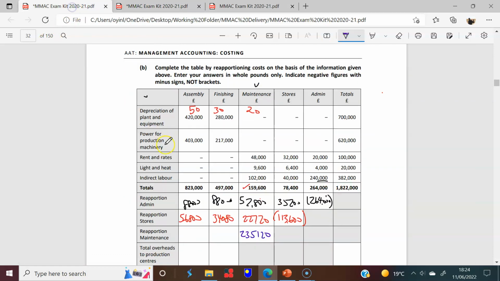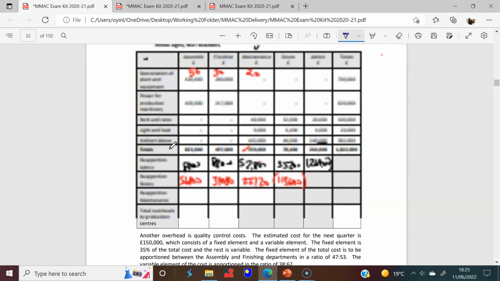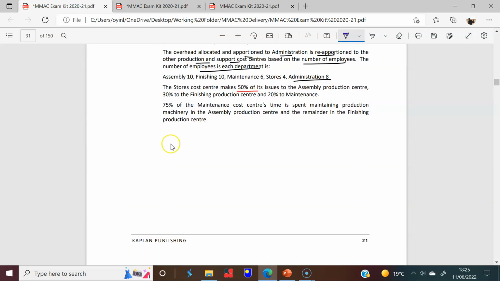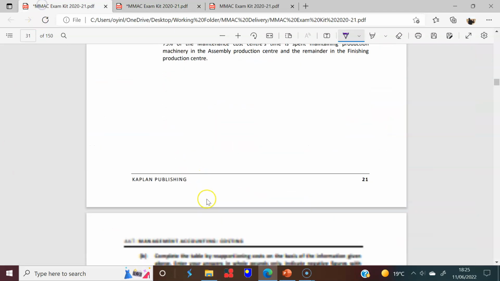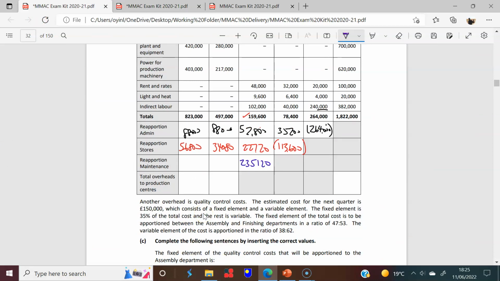It tells us here 75% is assembly and the other 25% is there. So take 75% of this cost, and you have here 176,340, and the difference, 58,780. And that's what we have.